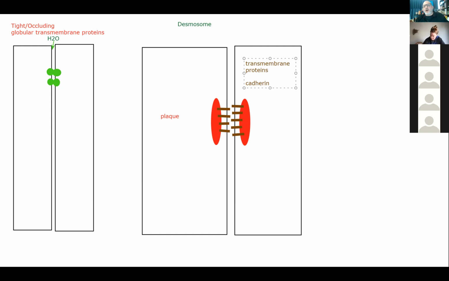But that's not all we're relying on to keep these things together. On top of that, we have our structural I-beams. Remember, we talked about those intermediate filaments.